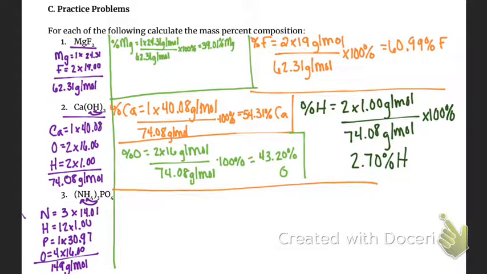All right, so the very last one, you had your ammonium phosphate. So you have, again, your percentage for each of those. So percent N is the 3 times the 14.01, and that molar mass, again, was the 149. So when you multiply by 100%, after doing your multiplication and dividing it out, I got a percentage of the nitrogen as 28.21.